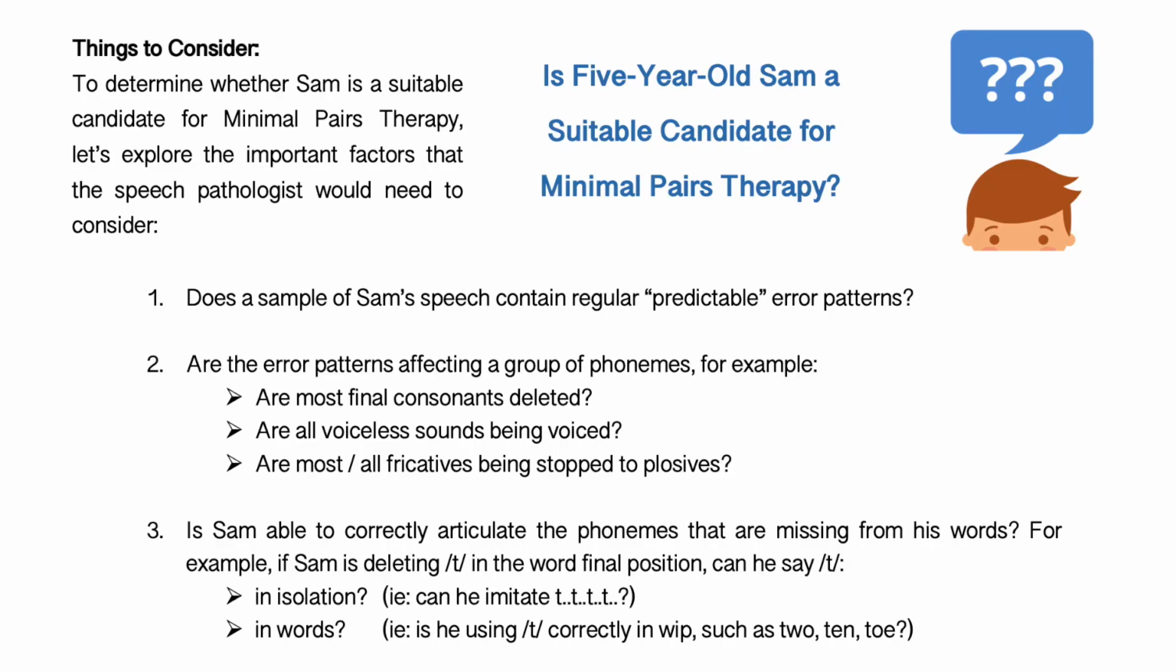I've got here just deciding if Sam is suitable for minimal pairs, or if someone is suitable. So you're looking at, are there predictable error patterns, so that you go, I think they're fronting, and then you go, yep, tar for car. What would someone with a predictable pattern say for girl if they're fronting?